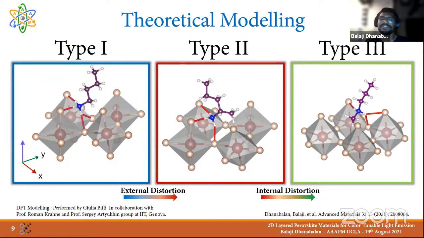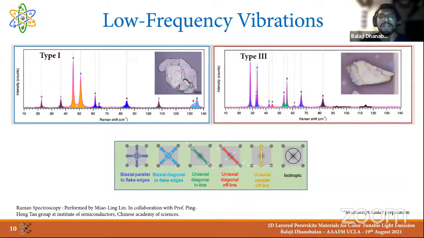Typically, these broadband emissions are due to self-trapped excitons, and these self-trapped excitons in general are due to phonon vibrations. To study those phonon vibrations, we also did Raman analysis on these materials, and we found different modes going from type 1 to type 3. We are still analyzing these results and need to interpret more. So maybe we will come up with a nice correlation between the phonon modes and the self-trapped excitons.